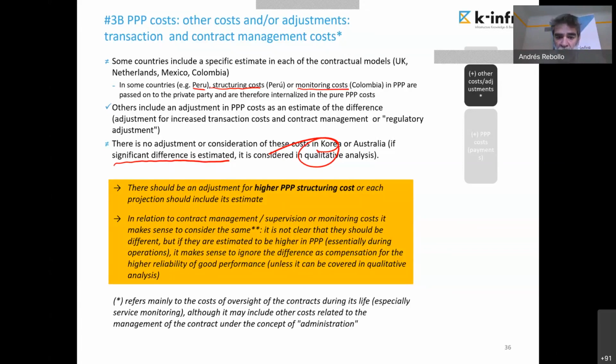But in relation to contract management or supervision, I already advanced this. I am going to deviate now from the CP3P guide. I think that it is not clear that they should be different. I just put the same because otherwise, unless I can cover in qualitative analysis the relevance and importance of the value that I am going to receive in case the costs for monitoring are bigger in the PPP. But if I cannot do that, like most Latin American countries, where everything has to be guided by pure quantitative value for money assessment, then I would remove any difference from the assessment, because I would be penalizing the PPP project for something that is really an advantage, or the model is giving back to me value for money because of this higher cost, but I am not capturing that value in the quantitative assessment.